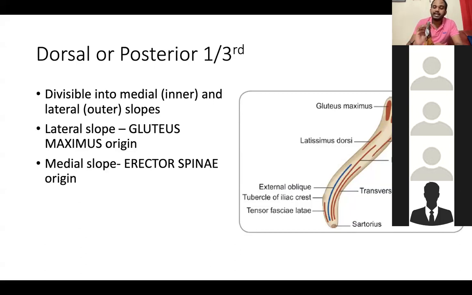Then the iliac crest is nothing but the upper end of the ilium. So this upper end of the ilium is called the iliac crest, and I have already discussed each and every point of the iliac crest. Now the next thing is the lower end. Now what is this lower end?